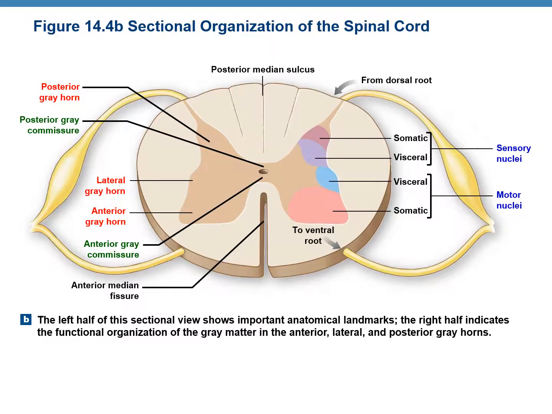This is the sectional organization of the spinal cord. You can see the butterfly-shaped gray matter with the central canal in the center and the white matter surrounding the gray matter. The gray matter is organized into horns. There are posterior or dorsal horns, lateral horns, and anterior or ventral horns. The posterior horns are tapered out, they extend, while the anterior horns are blunt.